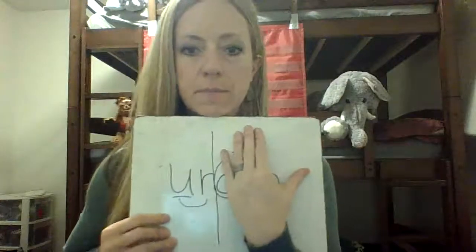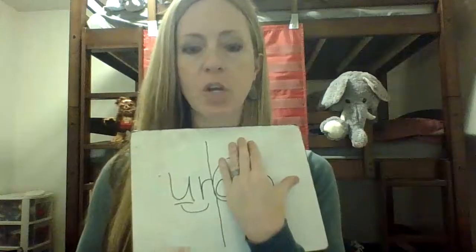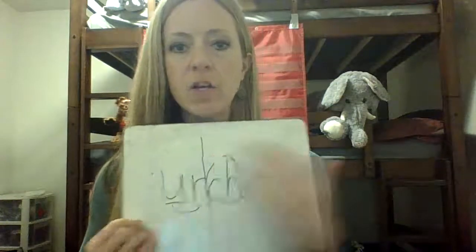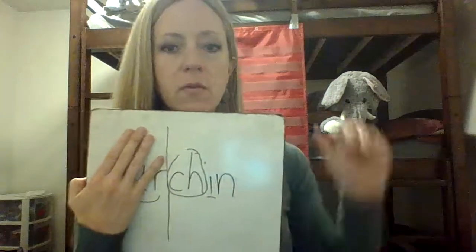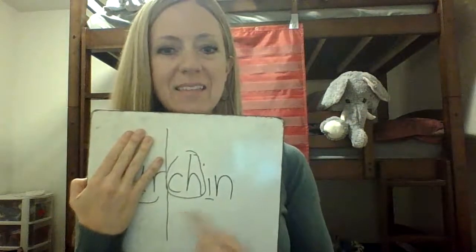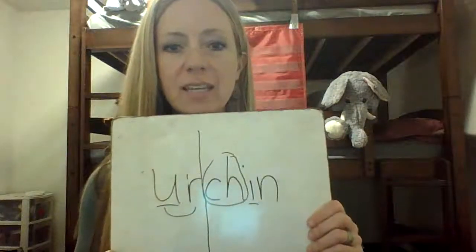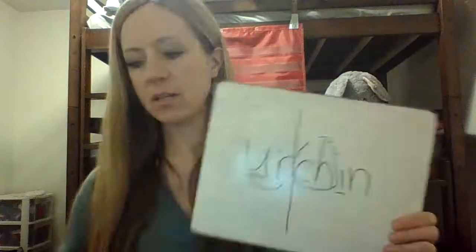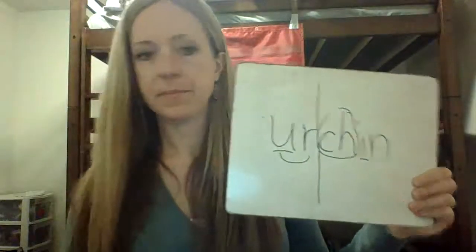What's the syllable type? Vowel-r. What's the sound? Ur. What's the syllable type? Hopefully you can tell very quickly. It's a closed syllable. Sound: i. Syllable: chin. Put it together. Urchin. Have you heard of a sea urchin? It lives in the ocean. Urchin. Nice job. I'd say let's do 2 more, and then I feel like we have mastered the universe.